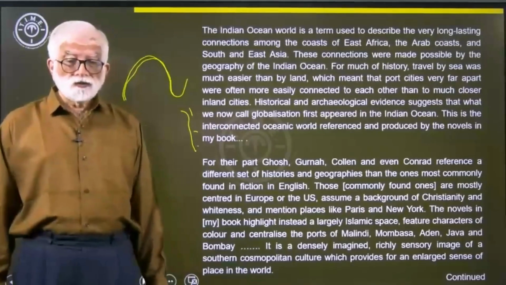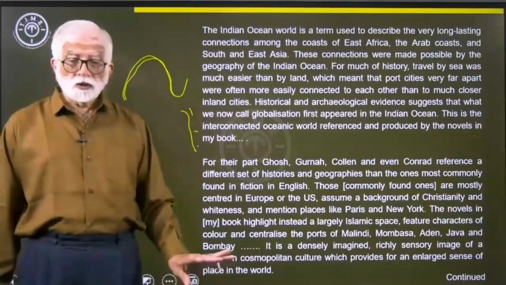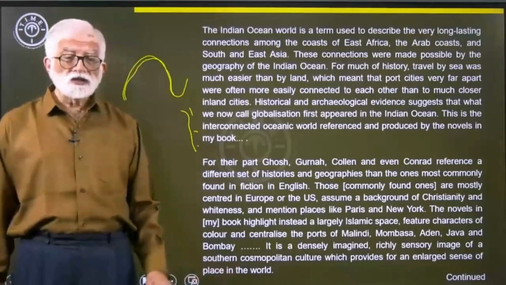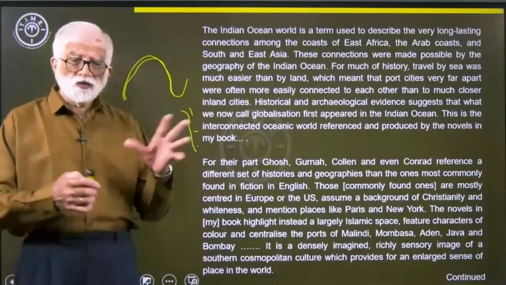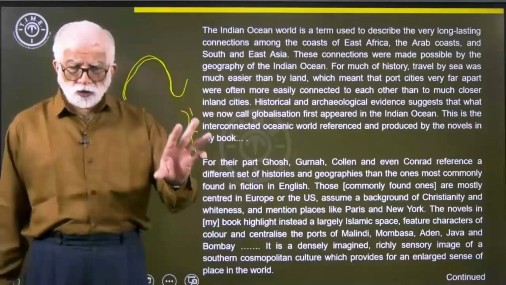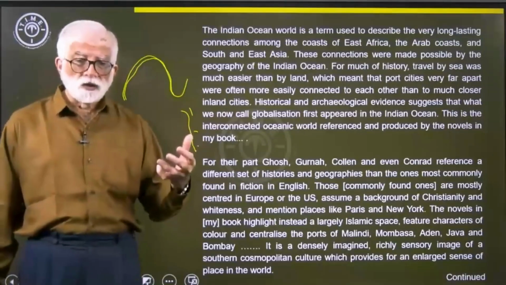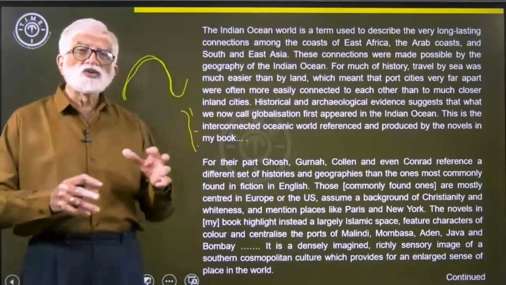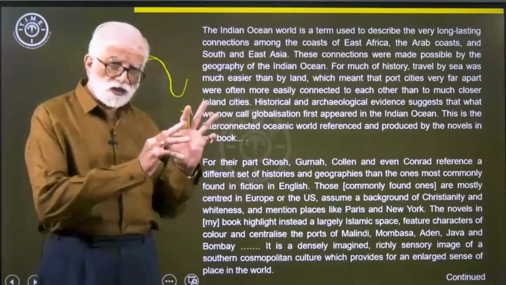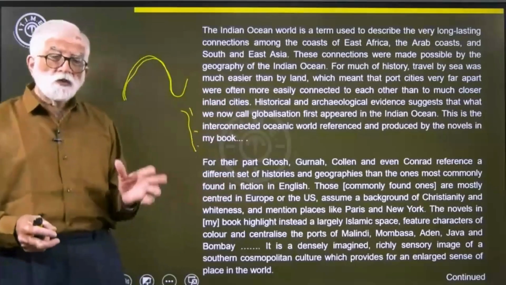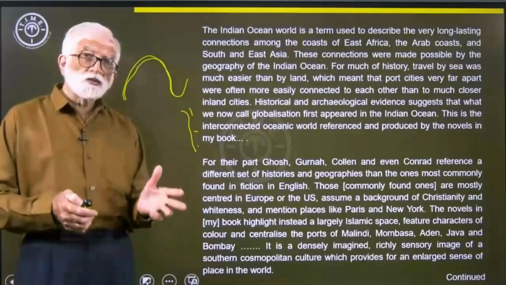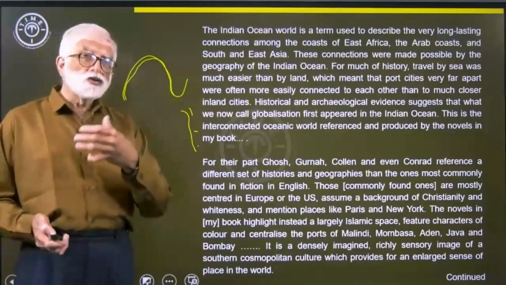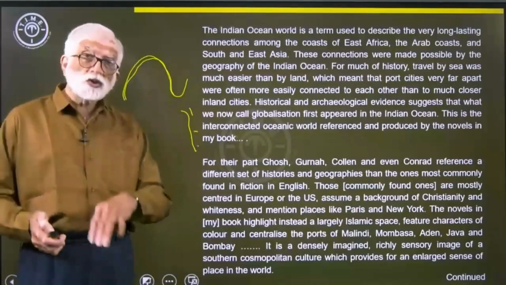A richly sensory image of a southern cosmopolitan culture provides for an enlarged sense of place in the world, which means that while most fiction seems to center on Europe and the US, and people reading it seem to see a world that is just Europe and the US, people who read this fiction as well realize that there's a much larger world, and that much larger world is here in the East, in the Indian Ocean area, and this was also a cosmopolitan world.